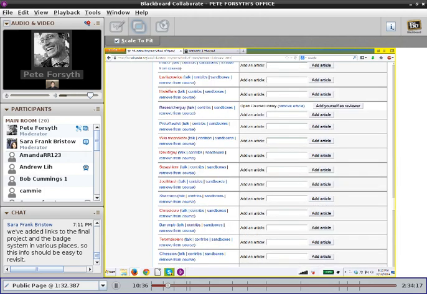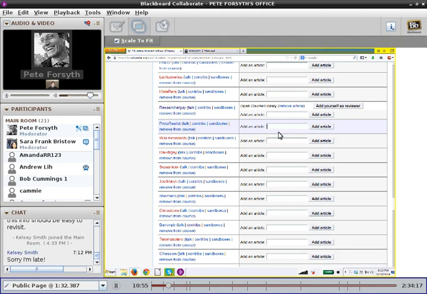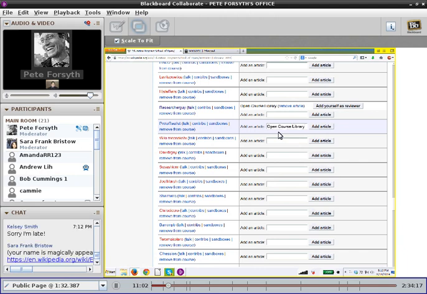As we scroll through, a few of you have already added your course. So researcher guy here has chosen the article Open Course Library for his final project. If you were going to choose that same article, all you would do is type it into this field. Open Course Library. Just type the exact title of the article and then click Add Article, and then your line will show up like this.